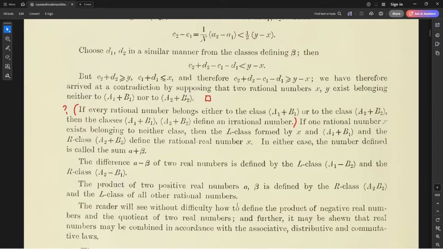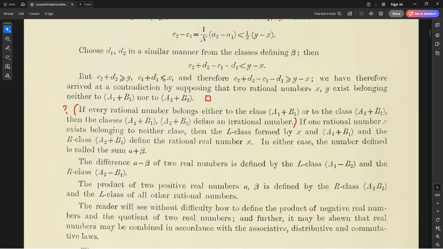What we need to do is to first recast this definition into our terms, and then verify the properties of the multiplications for cuts, basically. All right.